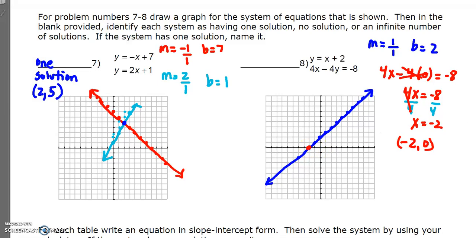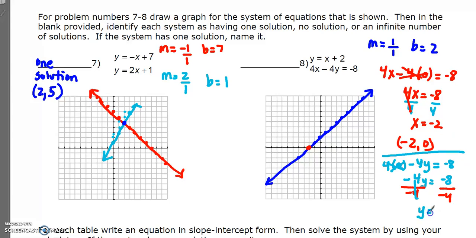And then let's do it again, but this time I'm finding the y-intercept. So when I find the y-intercept, my x is always 0. So that means this is gone. It leaves -4y equals -8. Divide by -4 on both sides. And so my y value would be +2. So that means I have (0, 2) for my y-intercept. So (0, 2) is right here.